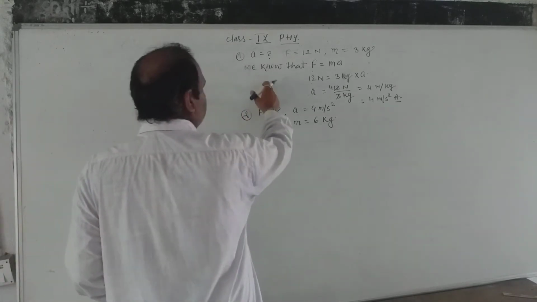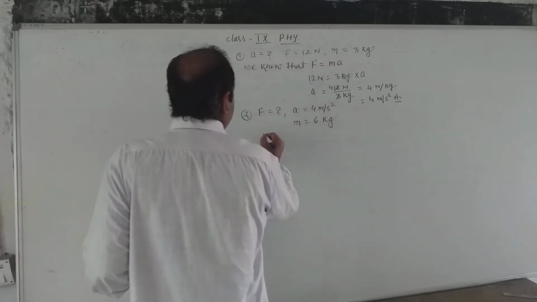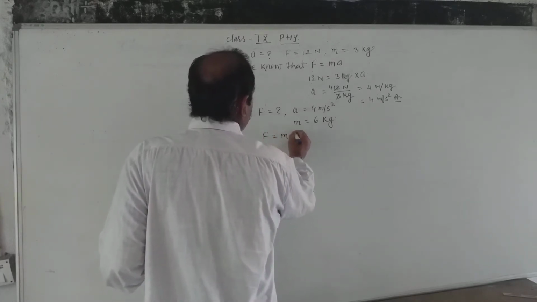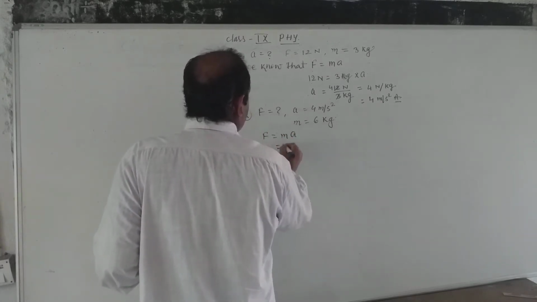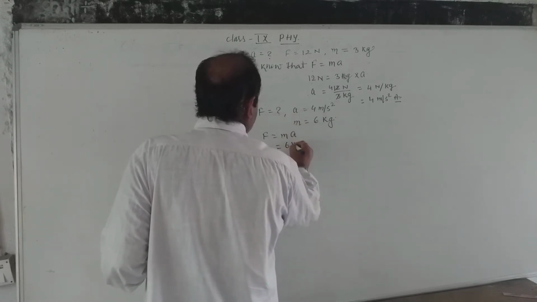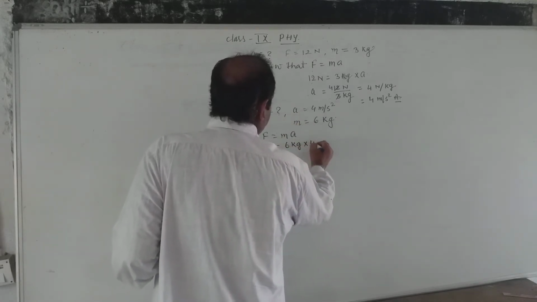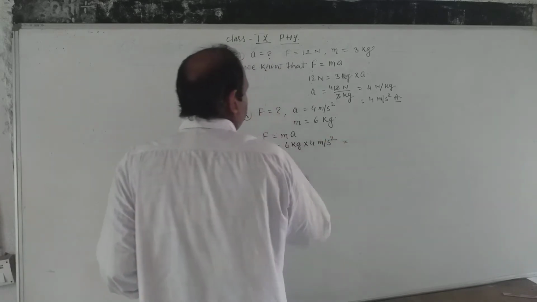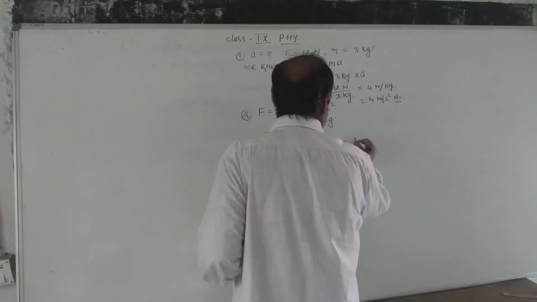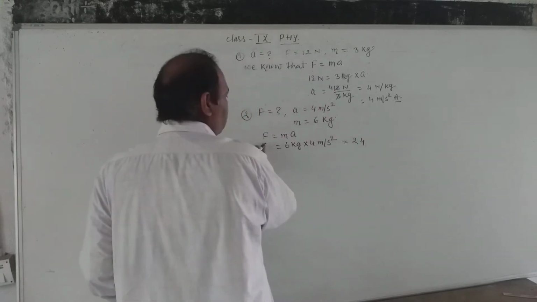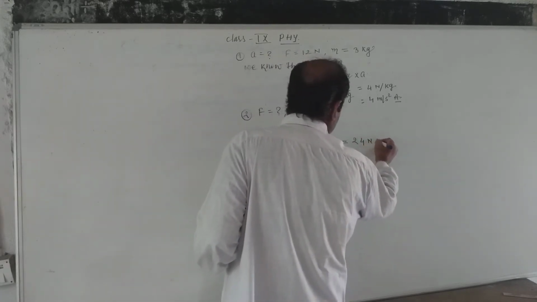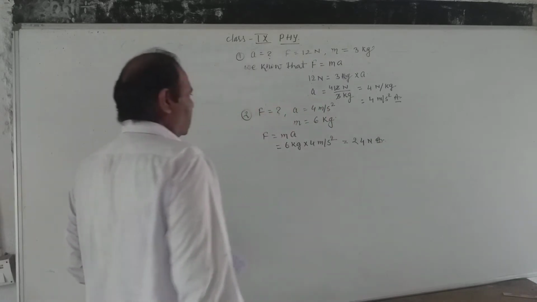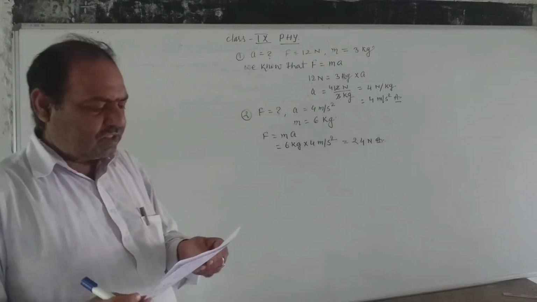We know that from the second law of motion, F is equal to M into A. F is equal to M, 6 kg into 4 meter per second square. Here 4 6 जा 24 and the SI unit of F is N, 24 N. This is the answer. Question number 3.